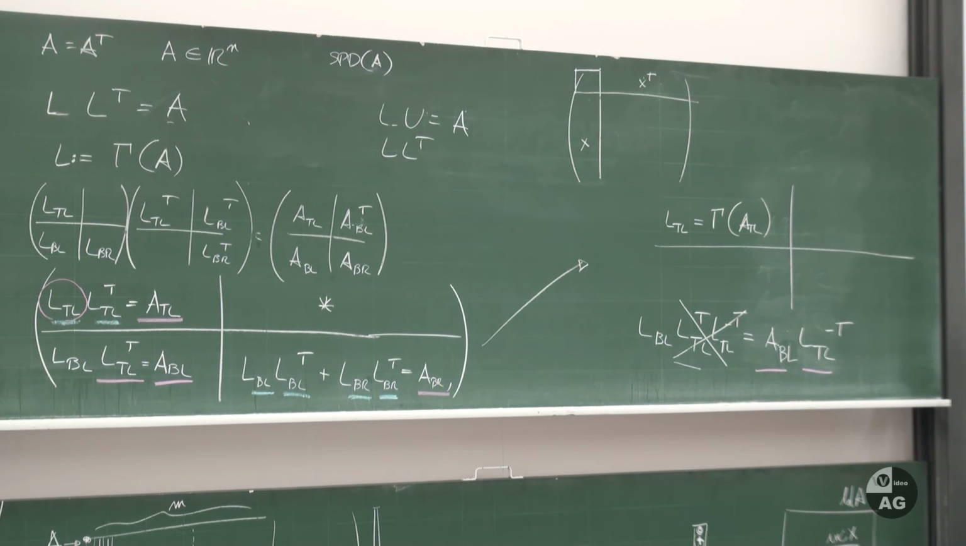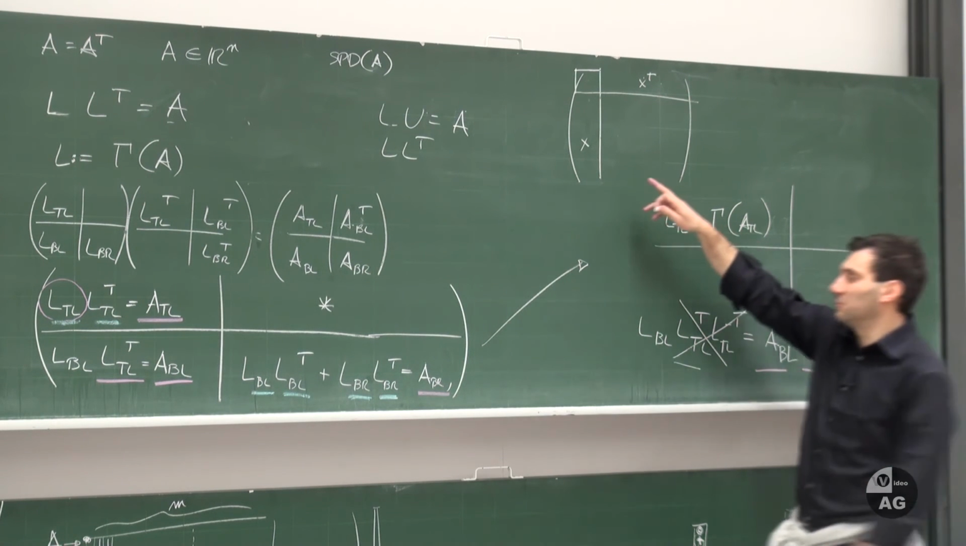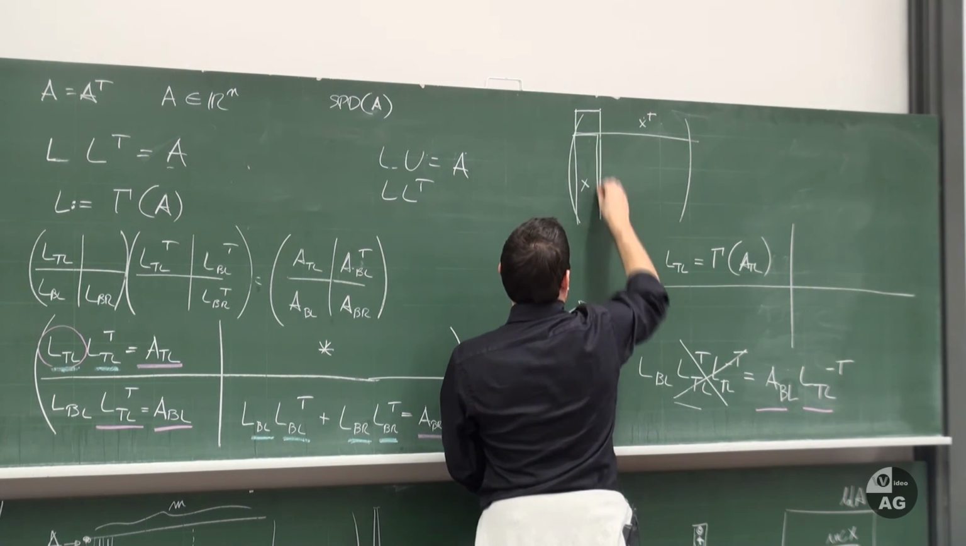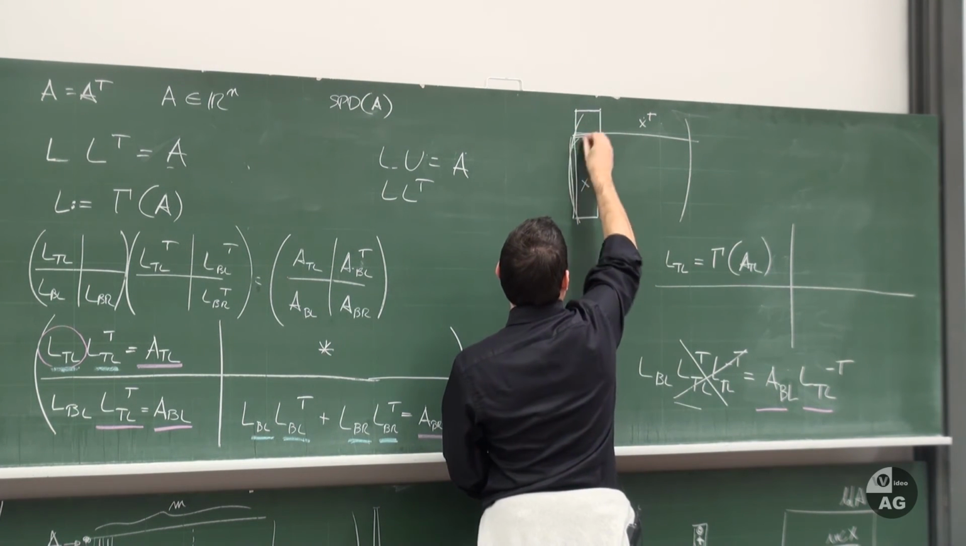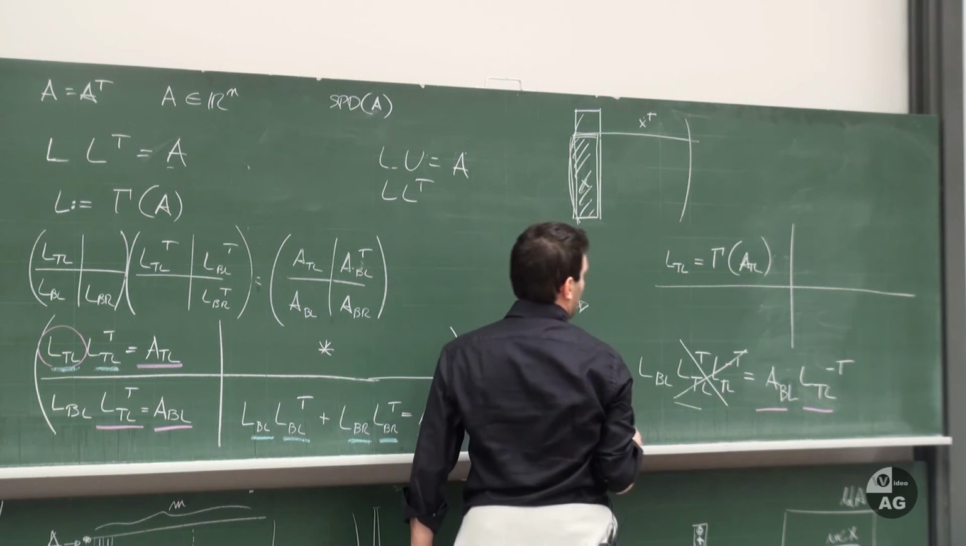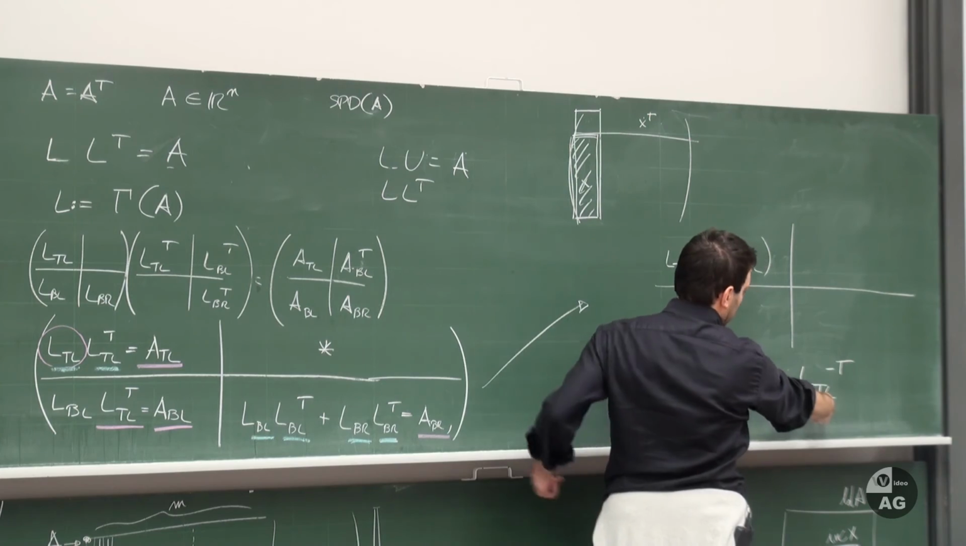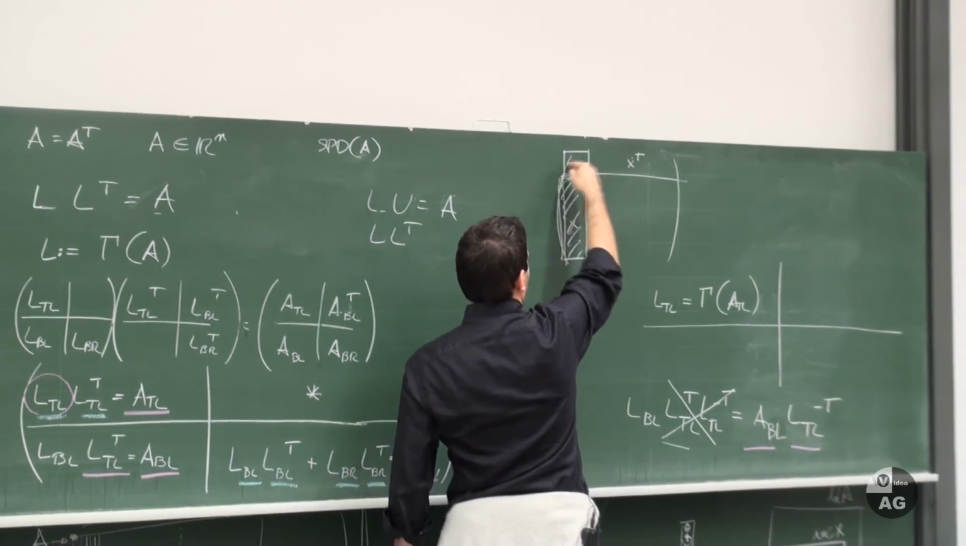Yes, but how do I compute this in practice? Which operation is this? Let's look at A bottom left, this part of the matrix, this rectangular guy here. Wait, L top left, what is that? L top left is from here.